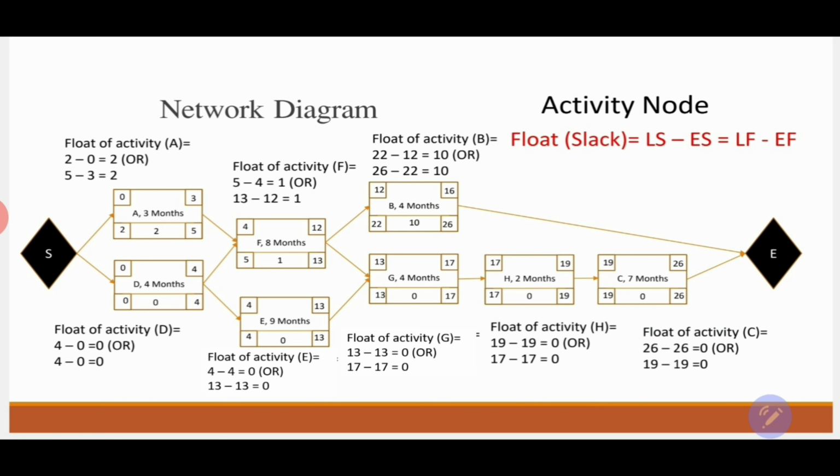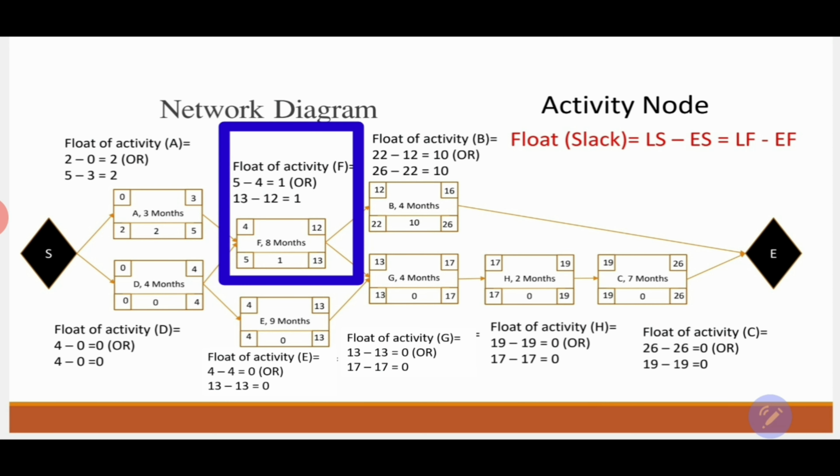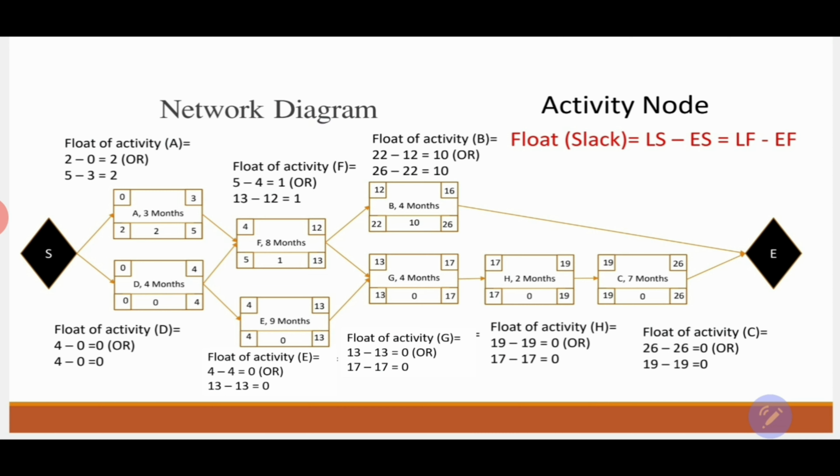Activity F has a late finish of 13 and an early finish of 12. 13 minus 12 is going to be 1. Again, the late start for activity F is 5, minus the early start of activity F, which is 4. 5 minus 4 equals 1. Then activity F has a float of 1. We have noticed that activity A has a float of 2, activity F has a float of 1, and activity B has a float of 10. Let's see about the other activities.